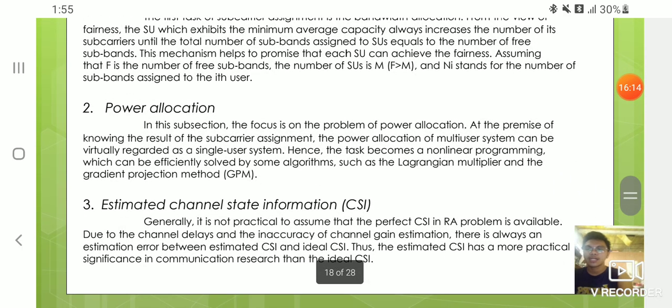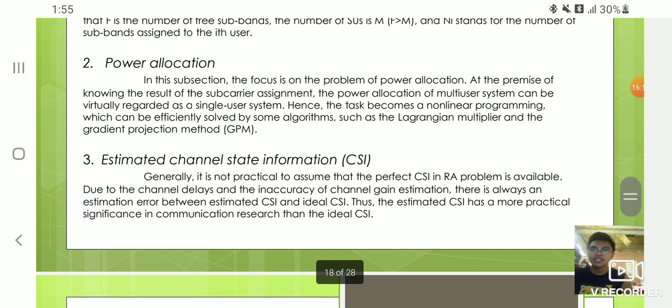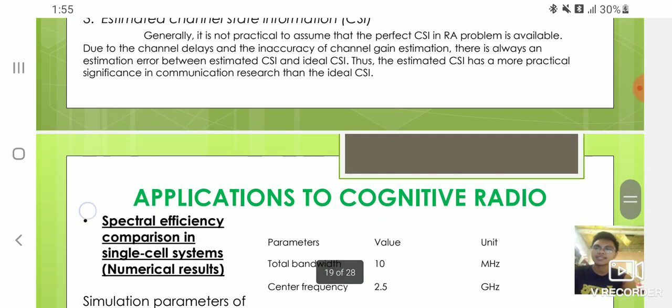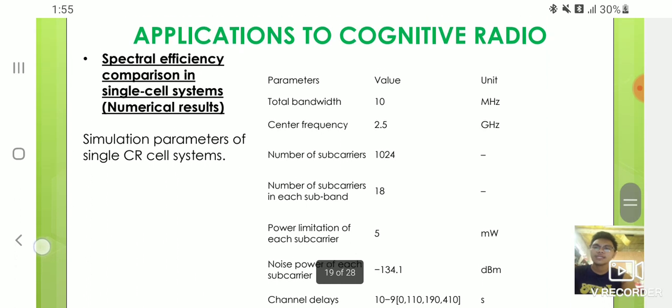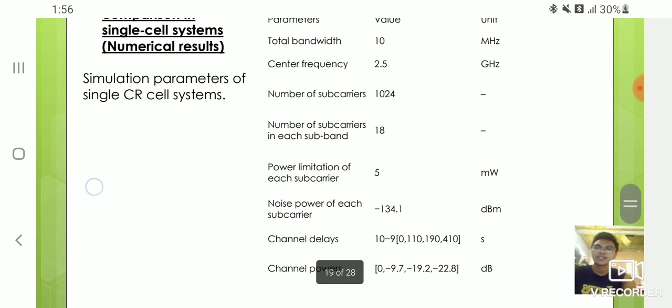Next is the estimated channel state information, or CSI. Generally, it is not practical to assume that perfect CSI is available in the RA problem, due to channel delays and the inaccuracy of channel gain estimation. There is always an estimation error between the estimated CSI and the ideal CSI. Thus, the estimated CSI has more practical significance in communication research than the ideal CSI. Next are the numerical results under the spectral efficiency comparison in single cell systems. So these are the simulation parameters of the single CR cell systems.